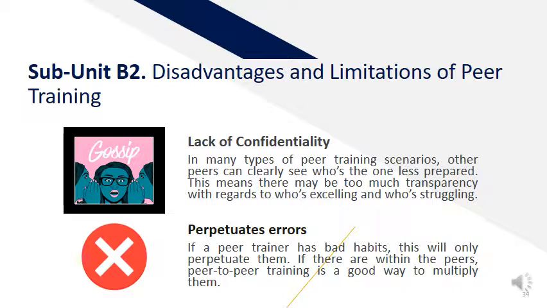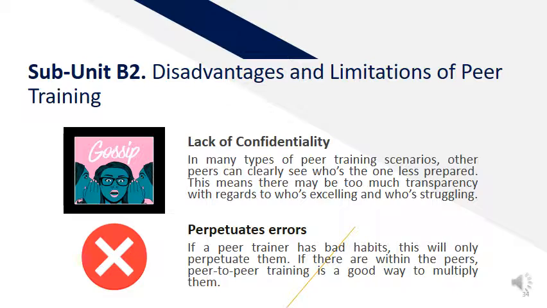Another disadvantage and limitation is that it perpetuates errors if the errors exist. I mean, if a peer has bad habits, this will only perpetuate them. If they are within the peers, peer-to-peer training is a good way to multiply them.